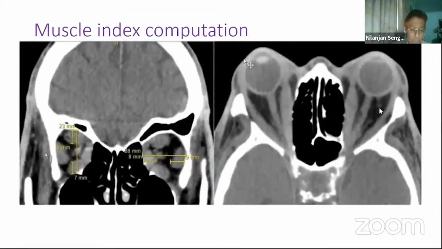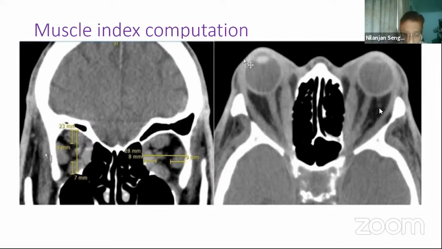So this is one muscle index computation. I think this actually falls in the purview of the radiologists, who should compute this muscle index and give an idea of how severe the muscle thickening is in a particular case of thyroid-associated orbitopathy with the help of a CT scan of the orbit.